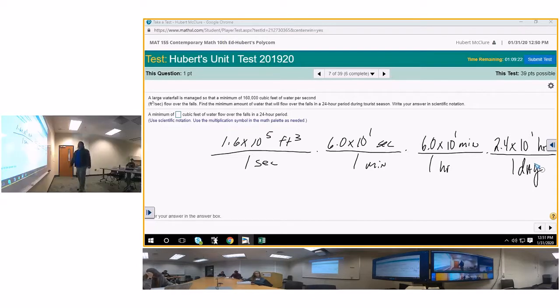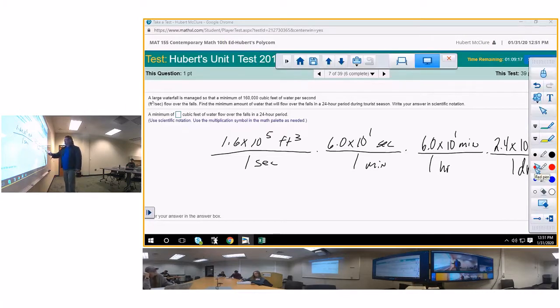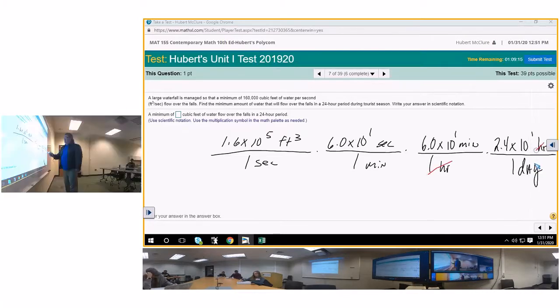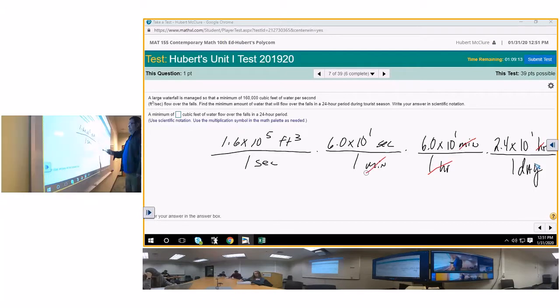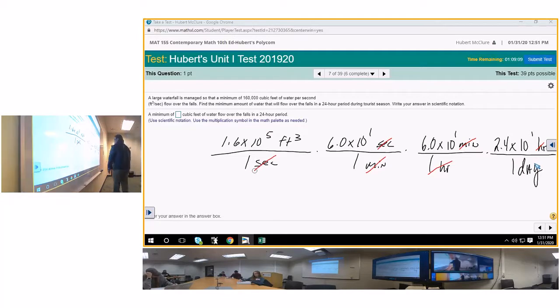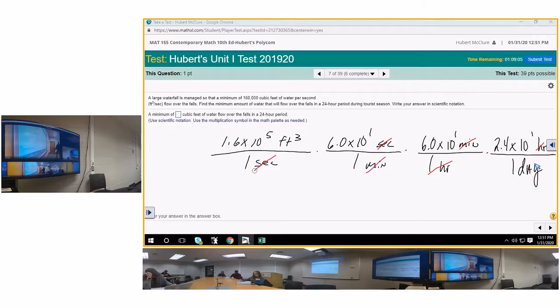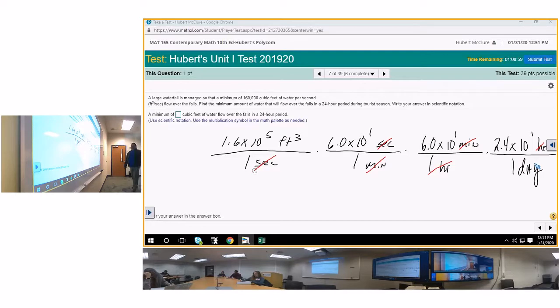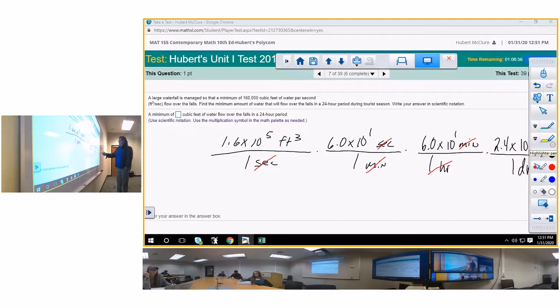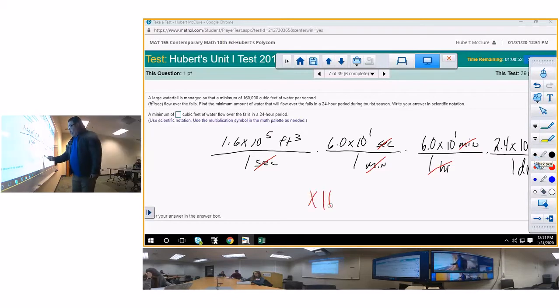Now, the seconds to the hours cancel. The minutes cancel. Seconds cancel. And you're left with cubic feet per day. So somebody tell me what 5 plus 1 plus 1 plus 1 is. 8. So your answer is going to be times 10 to the 8th power.